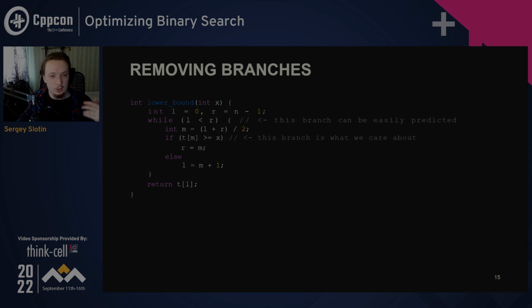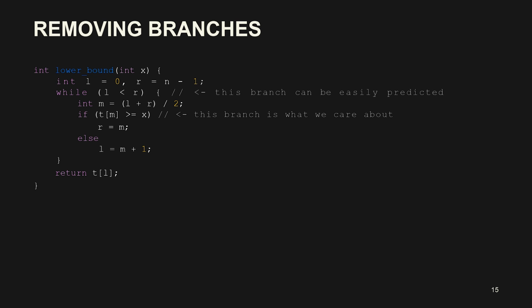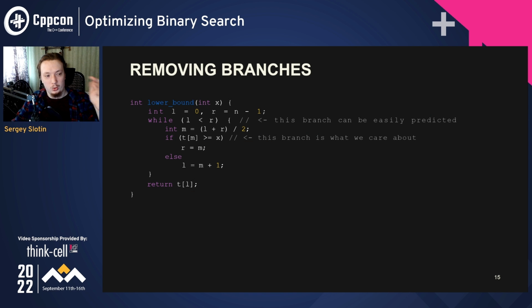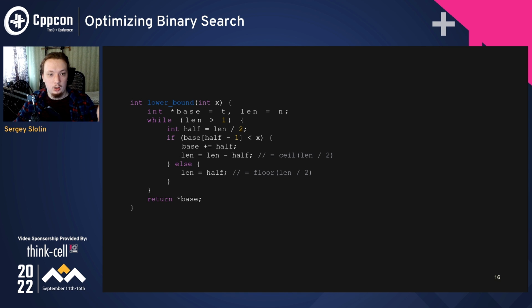The second branch is inside the loop body, and it depends on the result of the comparison. And unfortunately, we cannot predict this result better than with a coin toss, because in our benchmark, all queries are random. So we need to find a way to get rid of it. And to get rid of this branch, we will need to adopt the approach used by the standard library.